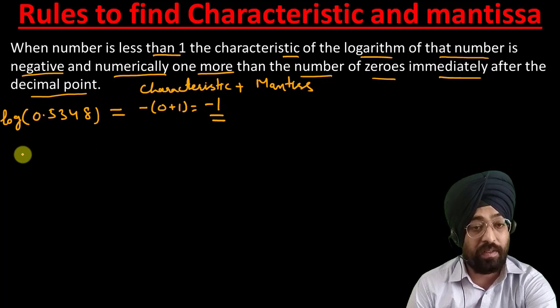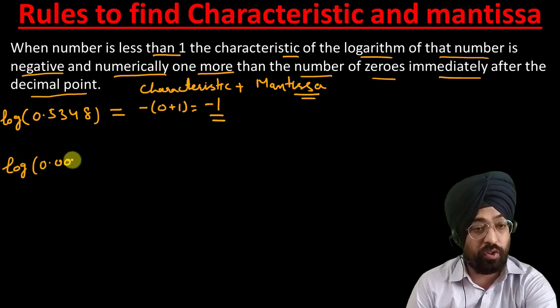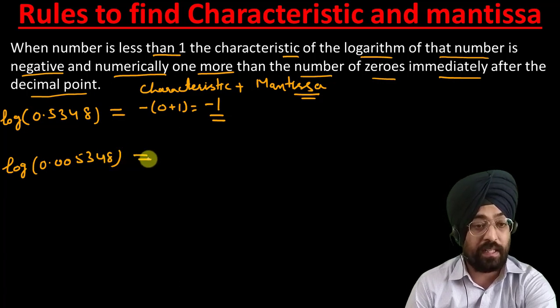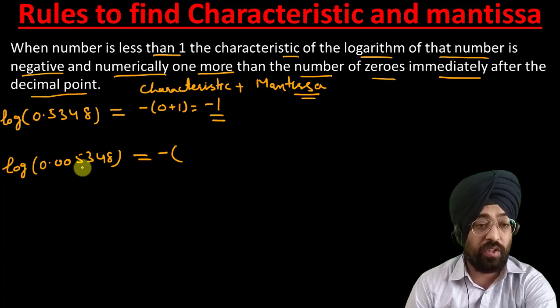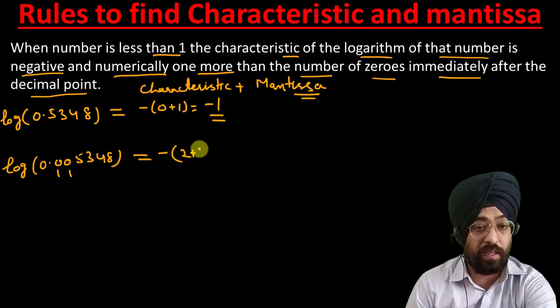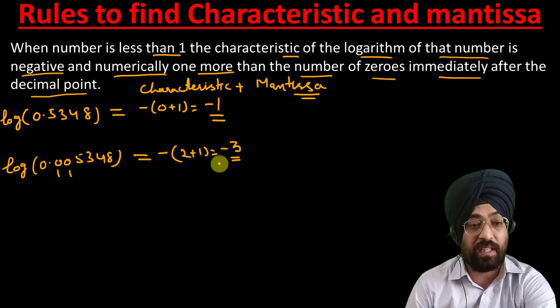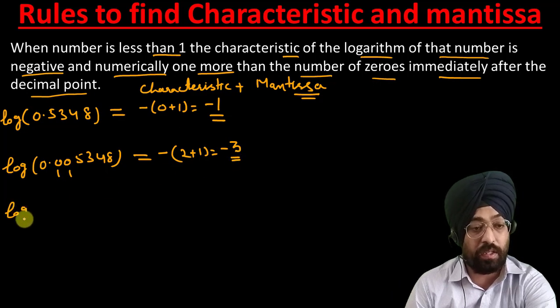The mantissa we will find from the table. If we have log of 0.005348, then its characteristic will be negative. How many zeros after the decimal point? 2 zeros after the decimal point. 2 plus 1 is equal to 3, so minus 3. So its characteristic is minus 3.